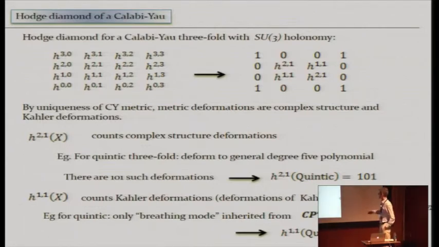So that gives me one Kähler deformation, and h^{1,1} for the quintic is 1. Now, counting in this way is a little bit hazardous in general. It happens to work for the quintic, just counting.